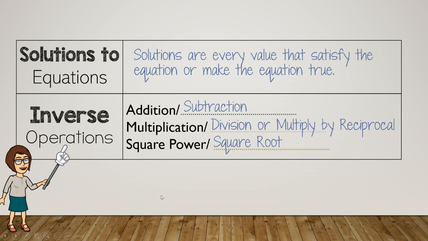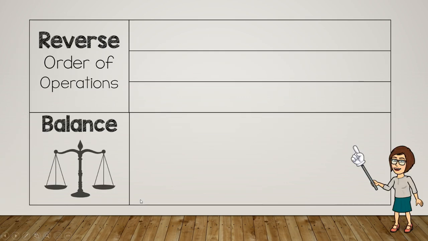And we will use that knowledge to get x by itself. So whatever's being done to x or our variable, we'll do the inverse operation so that we can isolate the variable and find its value. So we'll perform inverse operations, but we're going to do that in the reverse order of operations.